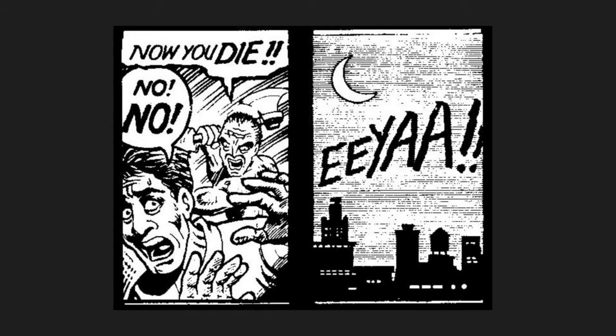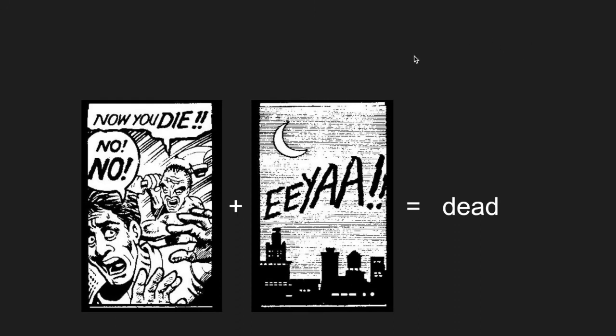Okay, so panel 1 plus panel 2 equals this. The guy in the foreground is now dead. Now, what's interesting here is that this panel does not show our character actually getting murdered with the axe. It's implied here, okay, but it's not literally shown. It's not literally depicted.